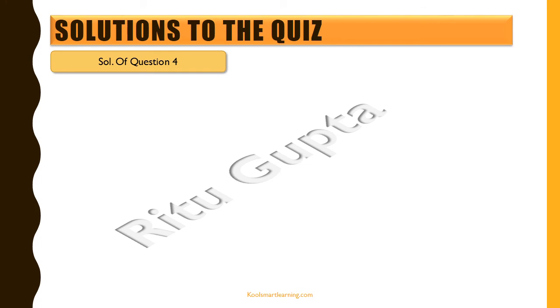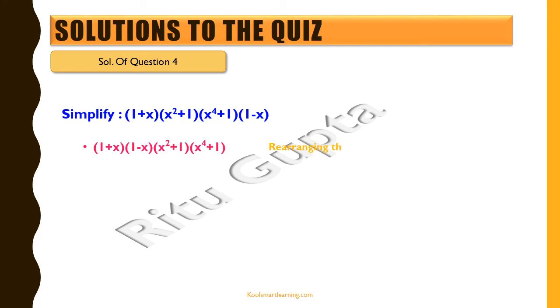Now let's look at the solution for these questions. First one was simplify this expression. First of all, we'll rearrange this, because we know that 1 plus x and 1 minus x, if we put them together, we can probably use an identity. So we rearrange to bring them together. We make it 1 plus x into 1 minus x into x squared plus 1 into x raised to power 4 plus 1.